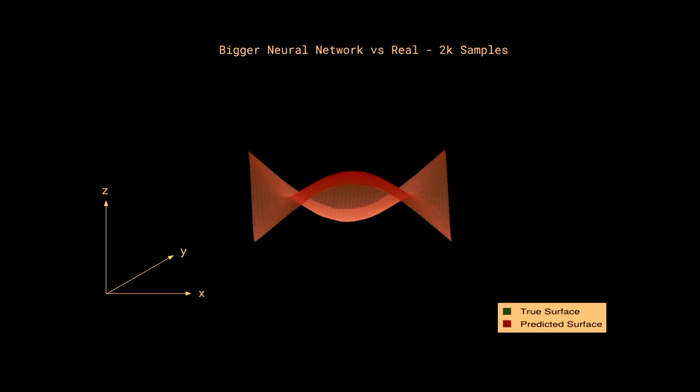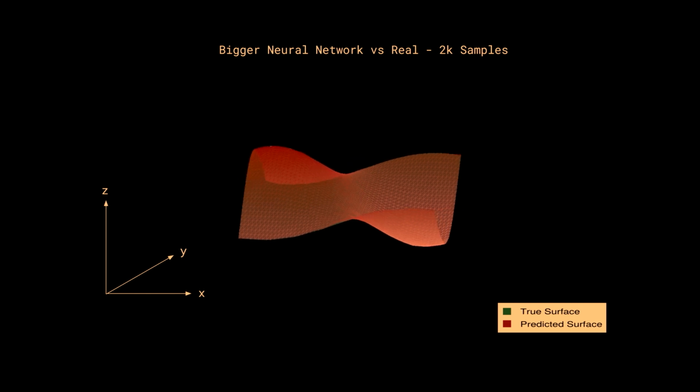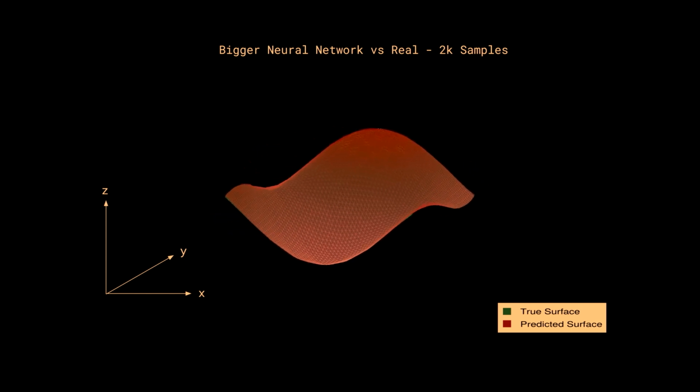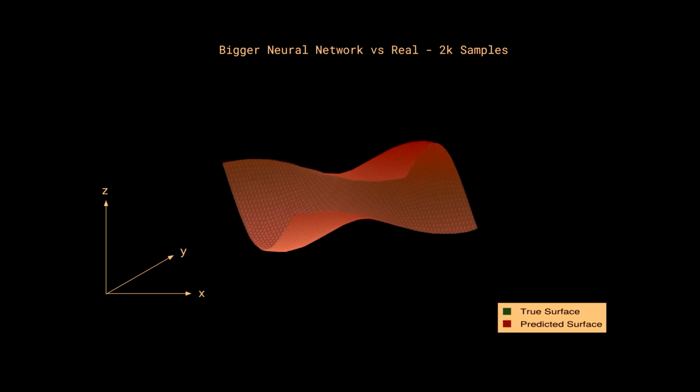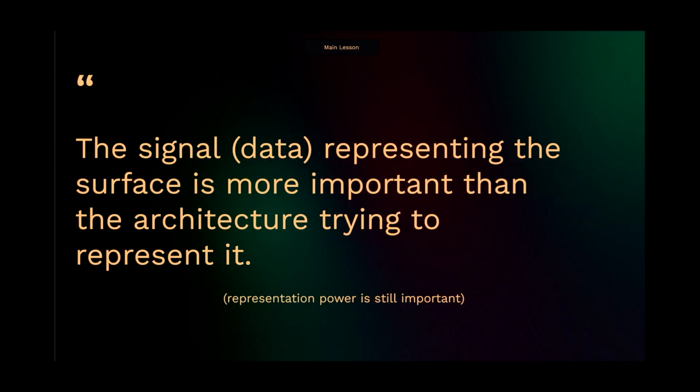So I'm going to show the next slide, which is the more complicated version of the neural network. And you can see that there's virtually no distinction between the original surface and the model, right? What this highlights is that representation complexity is important. The number of nodes, the ability for the network to learn, it's very important. But if you don't have data, it's not as important at all. But when you do have that data, then you start getting to these regimes where you can get the accuracy that you'd like, right? To drive the point home, the signal representing the surface is more important than the architecture trying to represent it.